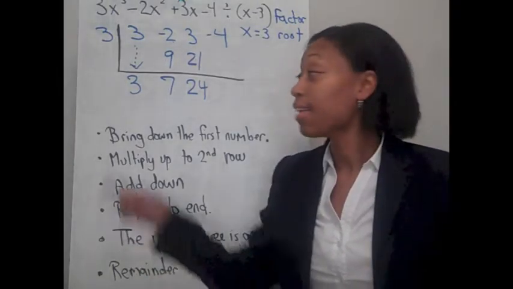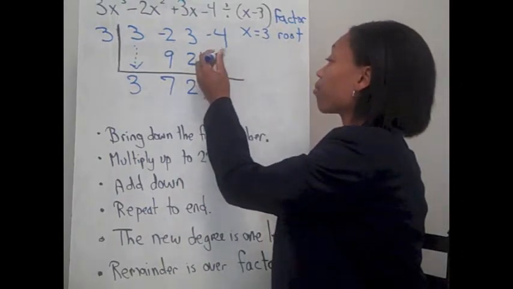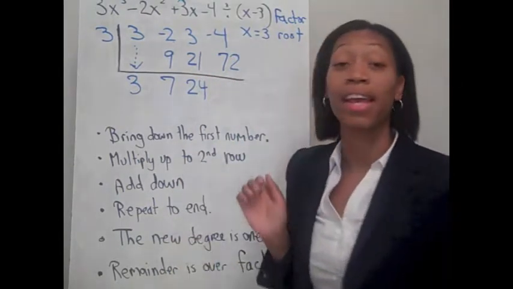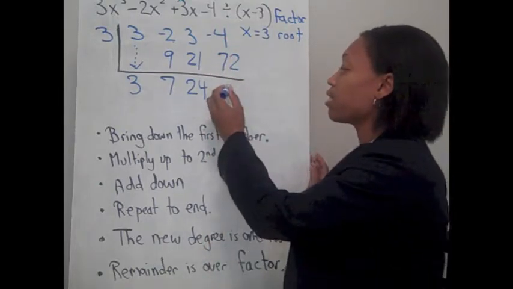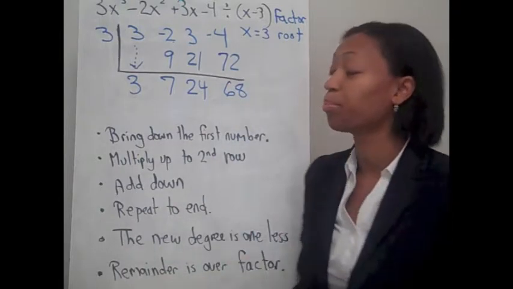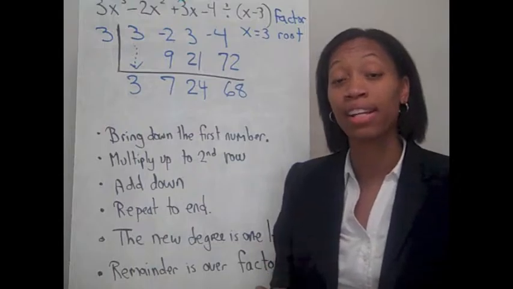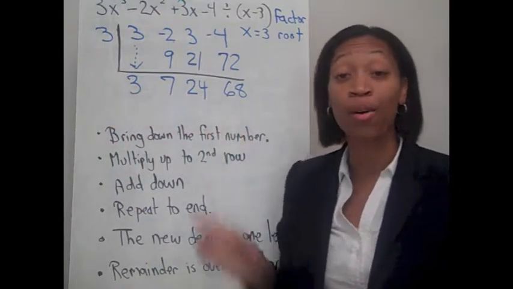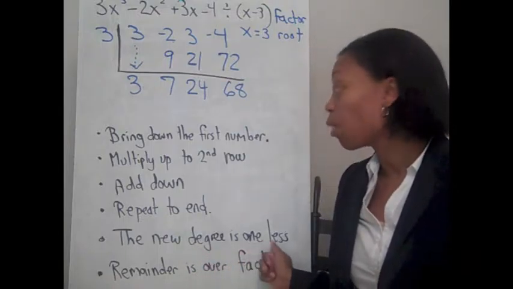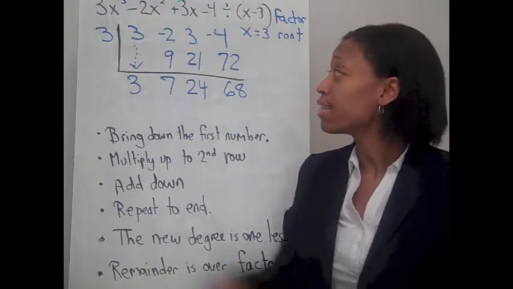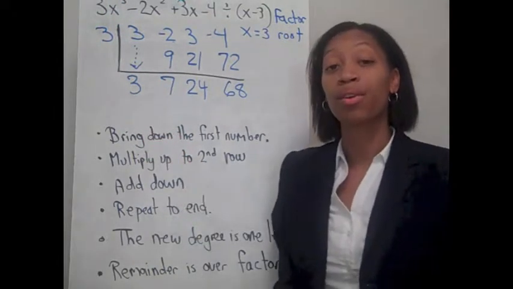Then we multiply again and we have 3 times 24 is 72. And we add down. Negative 4 plus 72 is 68. Okay, and we're done. Now, we're going to write out our answer. These numbers down here are our answer. But now, the new degree is going to be 1 less than our old degree. Since the old degree was a 3, the new one that we write out will be 2.